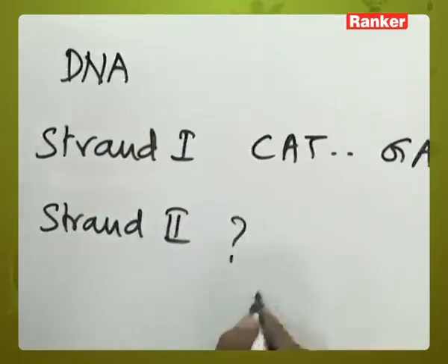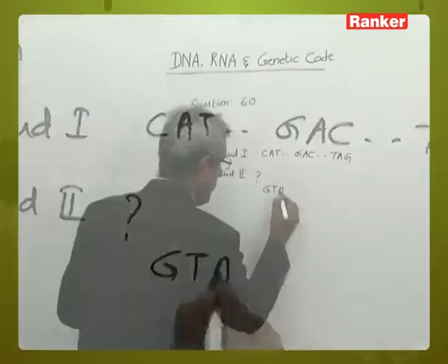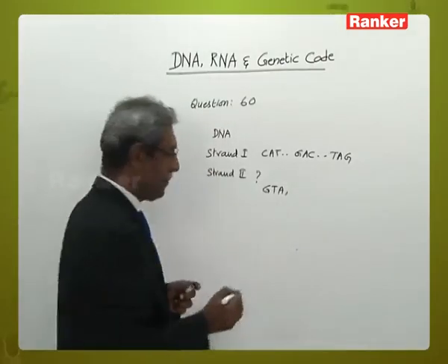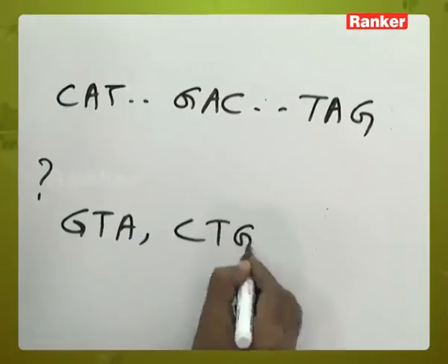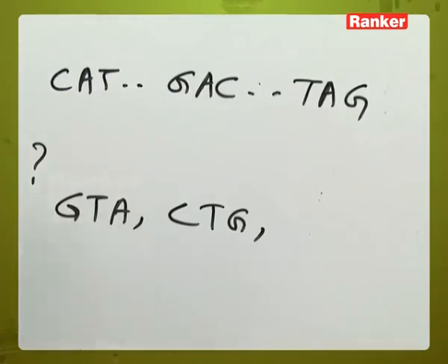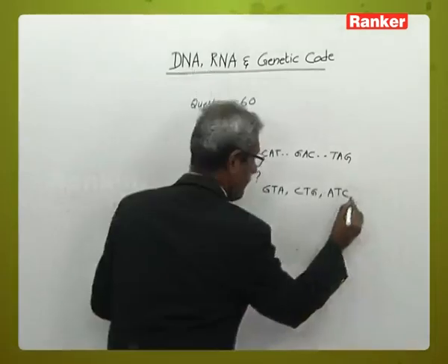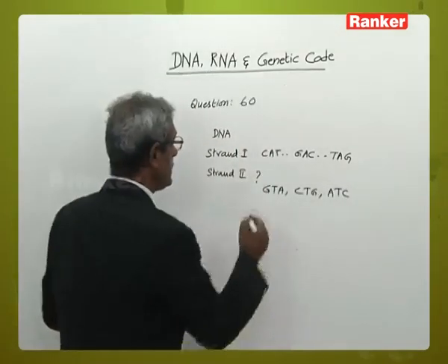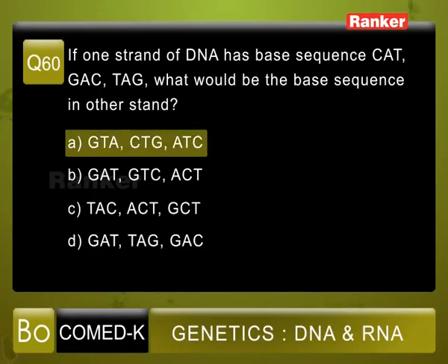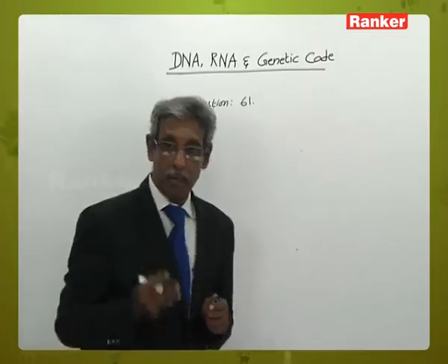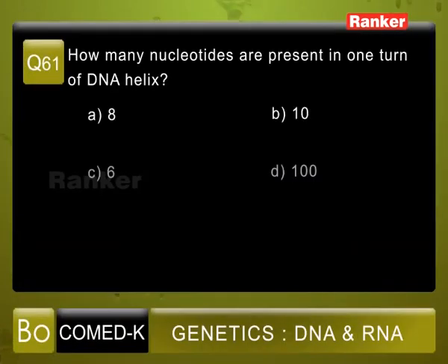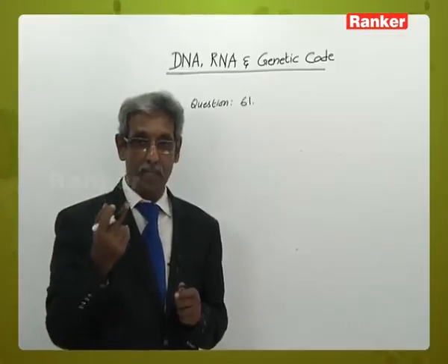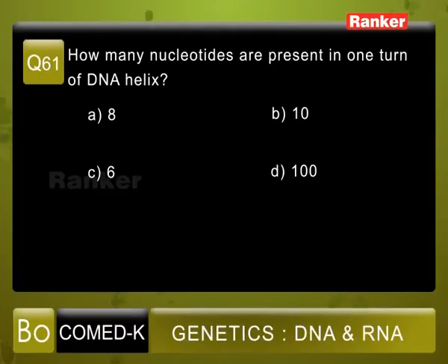On strand 2, it should definitely be GTA, CTG, and ATC. Hence, the answer is A. How many nucleotides are present in one turn of the double helix? In one turn of the double helix, we have 10 nucleotides. The answer is B. We have 10 nucleotides.